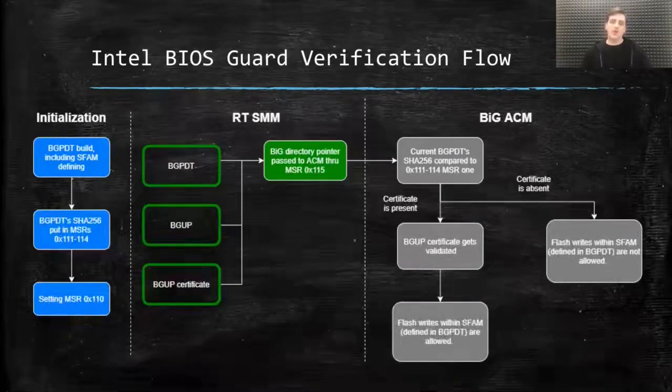So, to override the critical areas of the flash, an attacker needs to modify the SPAM array. But the SPAM array is a part of BGPDT, and BGPDT is hashed in MSRs and gets validated by the ACM. So, the attacker's attempt will fail. That's how BIOSGuard was originally conceived. By the way, areas not marked in SPAM can be rewritten with the help of the ACM without any signatures.